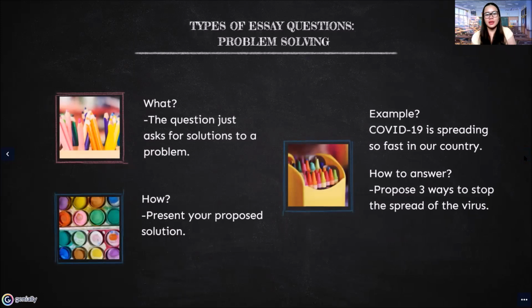Okay, the last type is problem solving. So the question just asks for solutions to a problem, and it's easy, you just present your proposed solution. Okay, for example, COVID-19 is spreading so fast in our country. So what you have to do is propose 3 ways to stop the spread of the virus. Usually when they give you a problem solving question, the statement will be describing a problem like this one. COVID-19 is spreading so fast in our country. So what should you do, right?